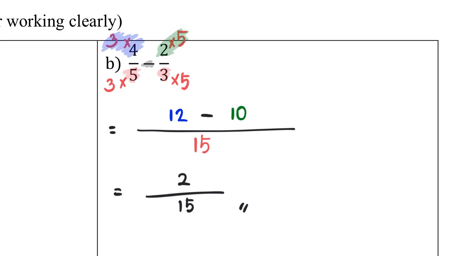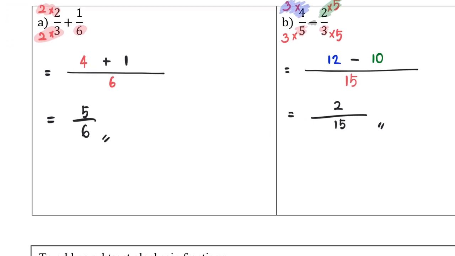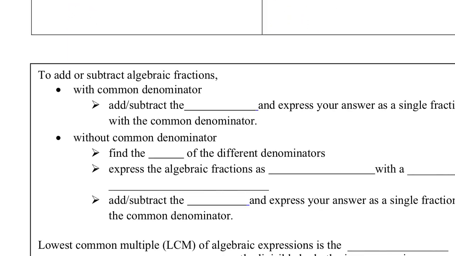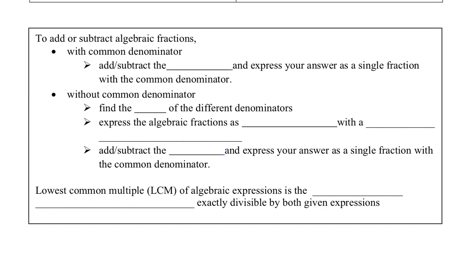Still remember this? And so using this, you could then see that when we try and add or subtract algebraic fractions, if they have the common denominator, we would just need to add or subtract the numerator, okay? And express your answer as a single fraction.